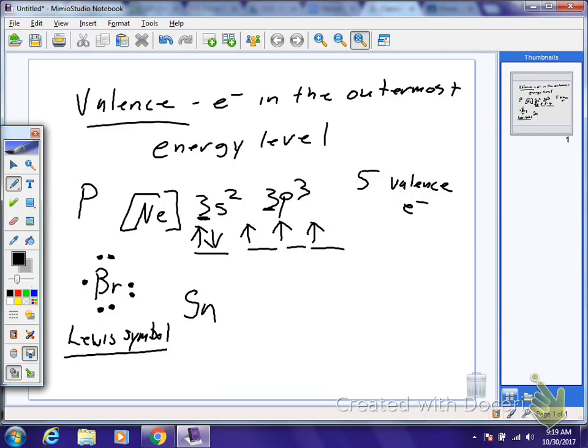This also represents the valence electrons. So if you count them, there's 7. So bromine has 7 valence electrons.